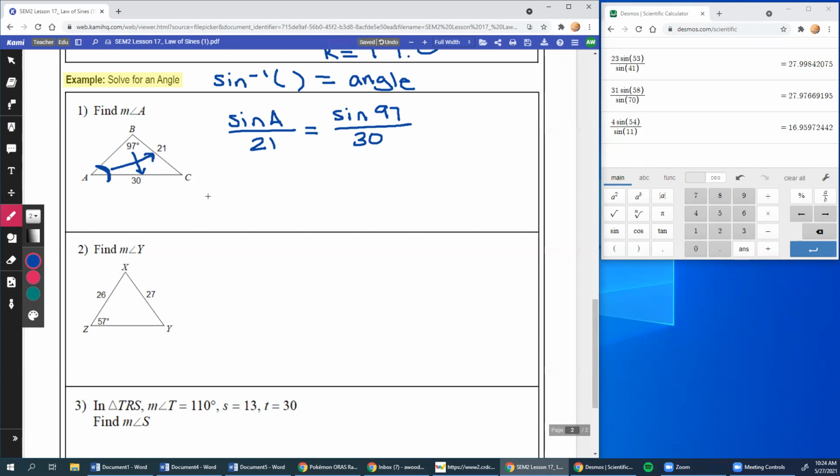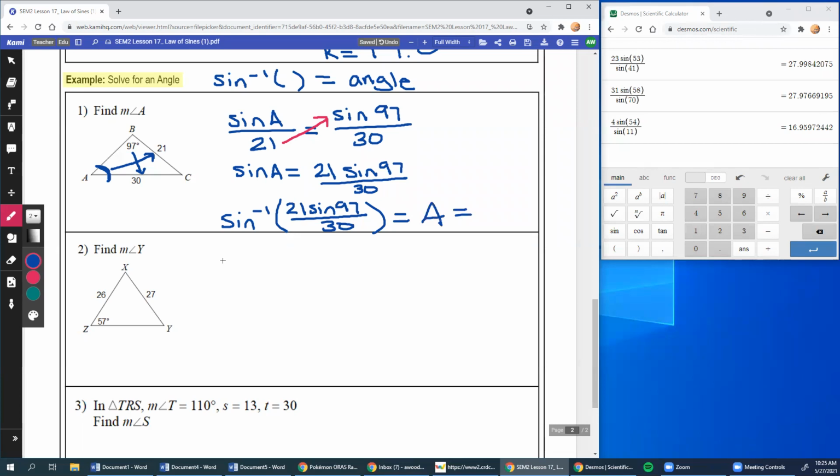You may actually find this solving for an angle easier because there's less steps. First, all we have to do is move this 21 up to the top. So sine of A is equal to 21 sine 97 over 30. And then I'm not even going to calculate this out yet. I'm actually going to do my inverse sine and just type this all in, so that way I don't have to worry about rounding in between. And that's going to give us angle A.